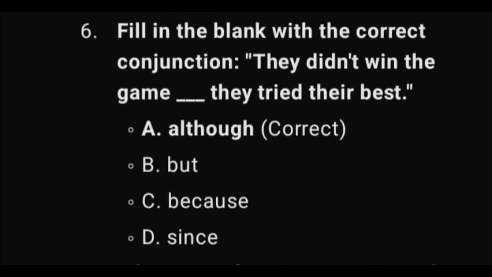You cannot say they didn't win the game but they tried their best. That is not achieving the effect that the sentence is achieving. So that even though they tried their best, they didn't win the game. The two statements are not showing negation, neither are they showing reason, neither are they showing time, but they are showing that despite something happening, another thing that is expected to happen did not happen. So that is why although is the correct answer to that question.